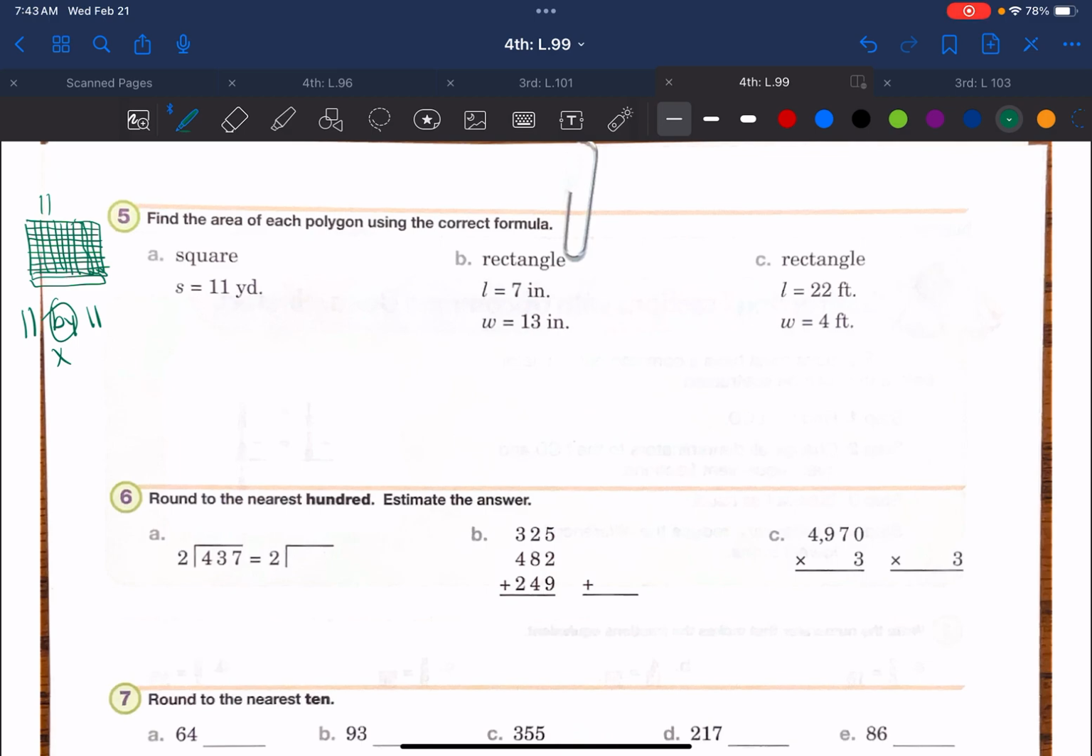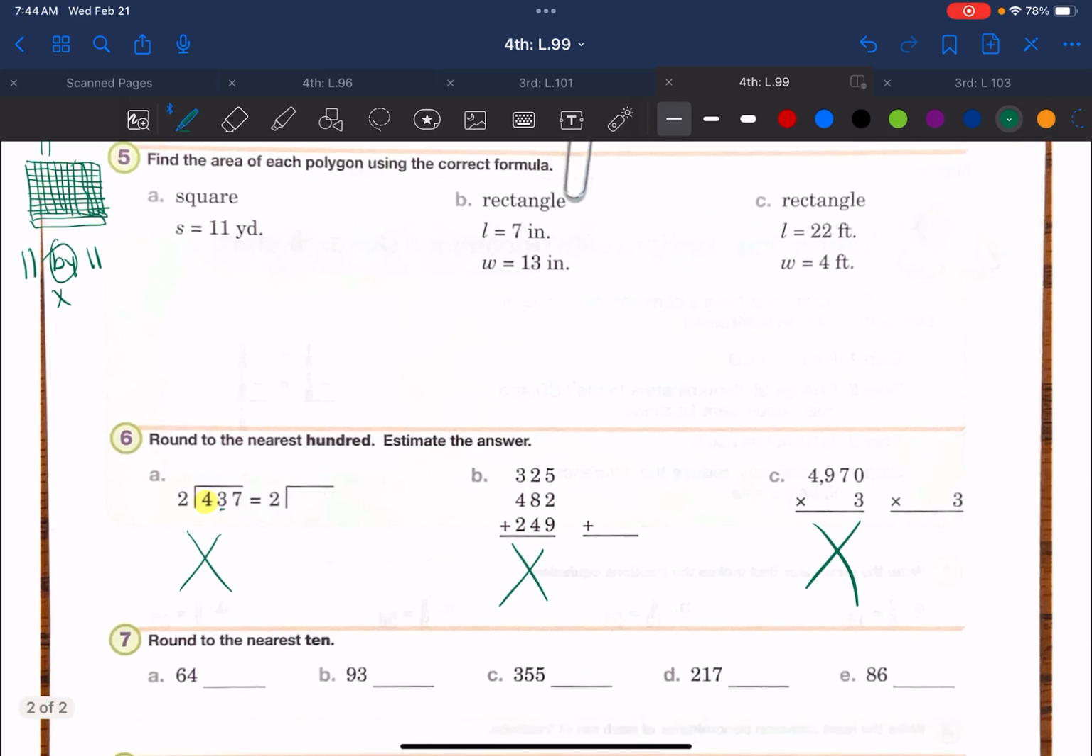All right, next you're going to round to the nearest hundred and estimate your answer. So 437, it means you're rounding up or down to that number, but you have to look at this number to figure that out. Okay, so do the same thing for all of those. You do not need to do this real side, you're just doing the estimating side.